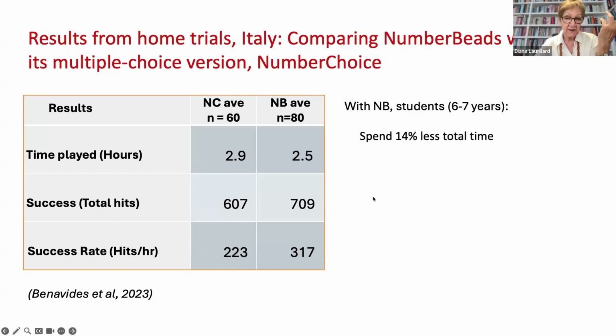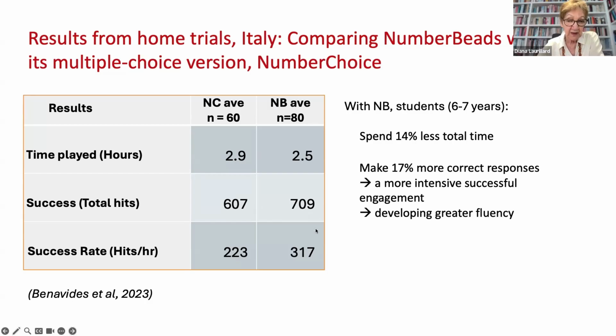The differences were that the group doing number beads spent 14% less total time. So they had to go through all of those stages of working with the colored beads, then the beads with digits, and then right through to the digits at the end. The total success rate was much higher for number beads because they knew more about what they were trying to do. They got better feedback. And so it was a more intensive and successful engagement. And they developed greater fluency. The success rate of 42% higher rate of hits per hour was very significant.